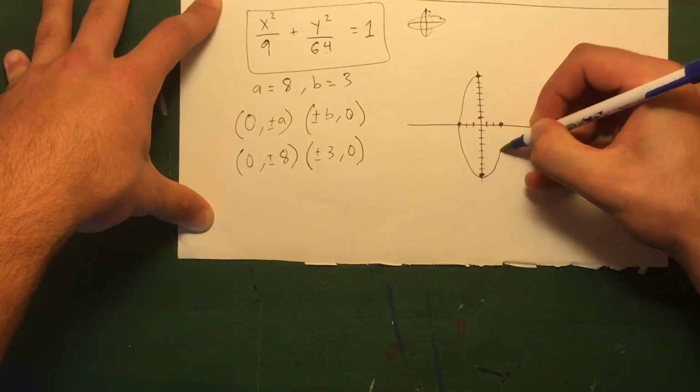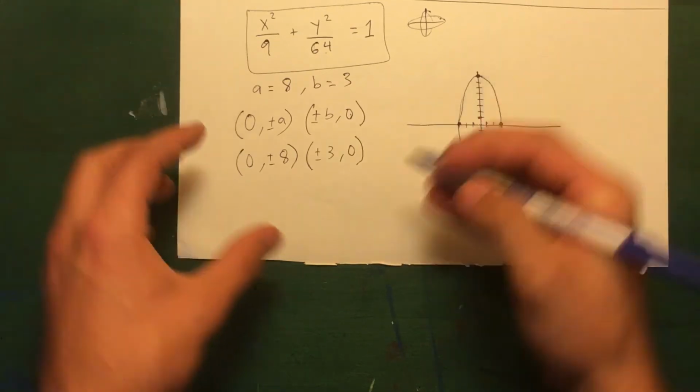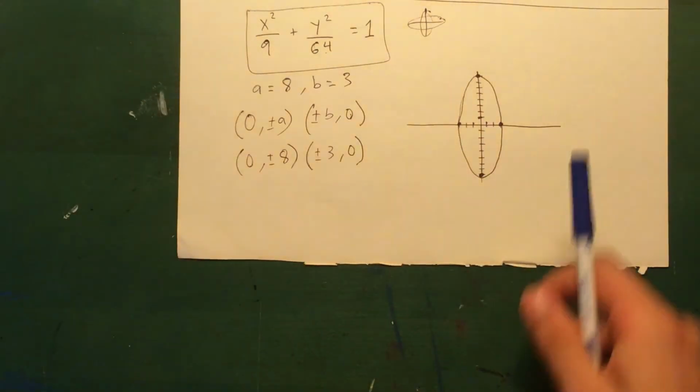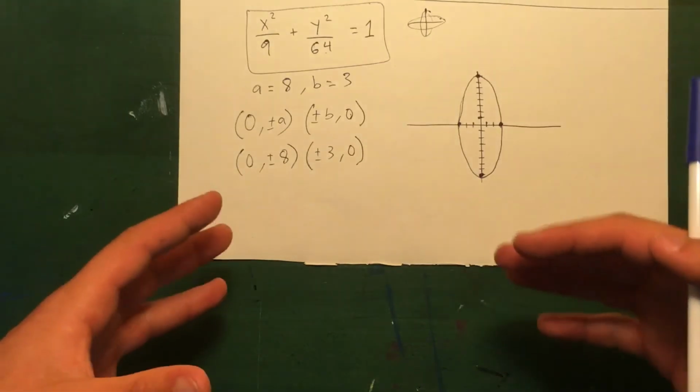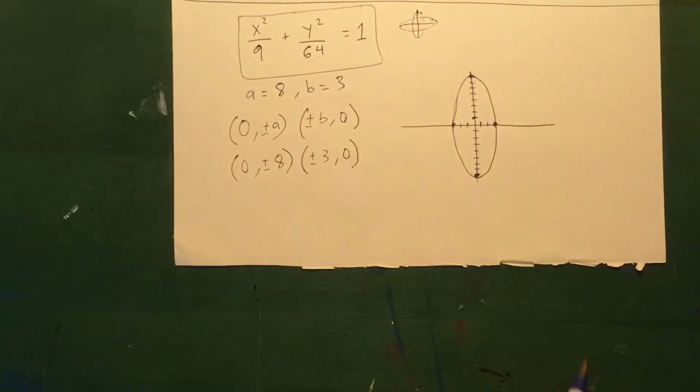See, it's a vertical ellipse. That means the vertices with a greater value are on the y-axis. Or you could also think of it this way: the foci are on the y-axis. This is a vertical ellipse, and that's a rough sketch of a vertical ellipse.